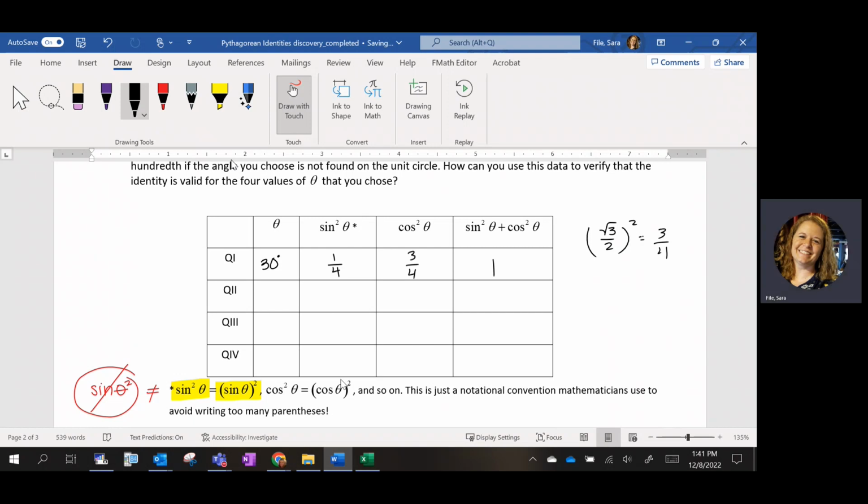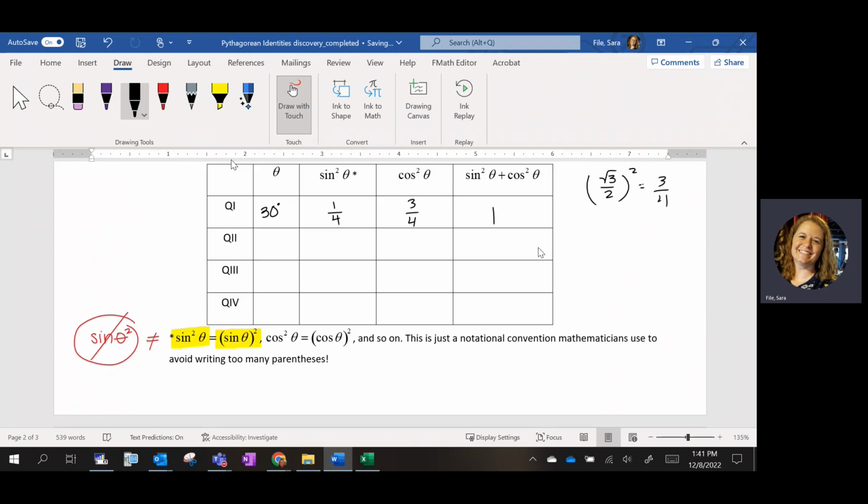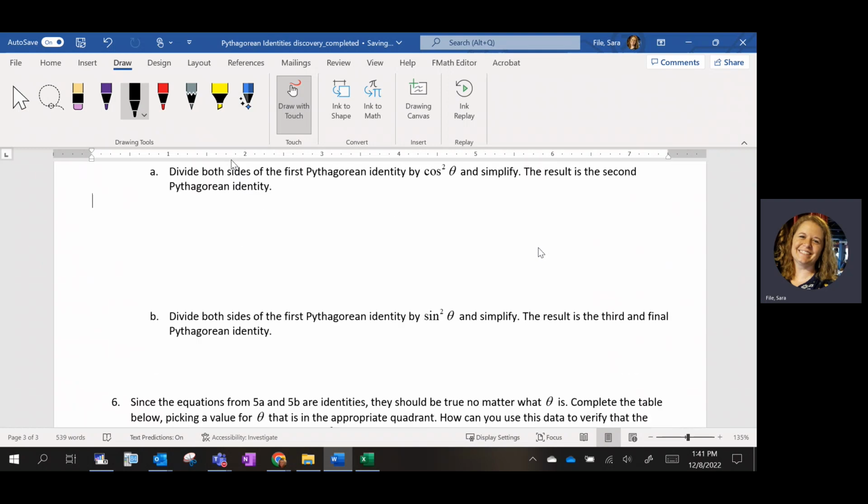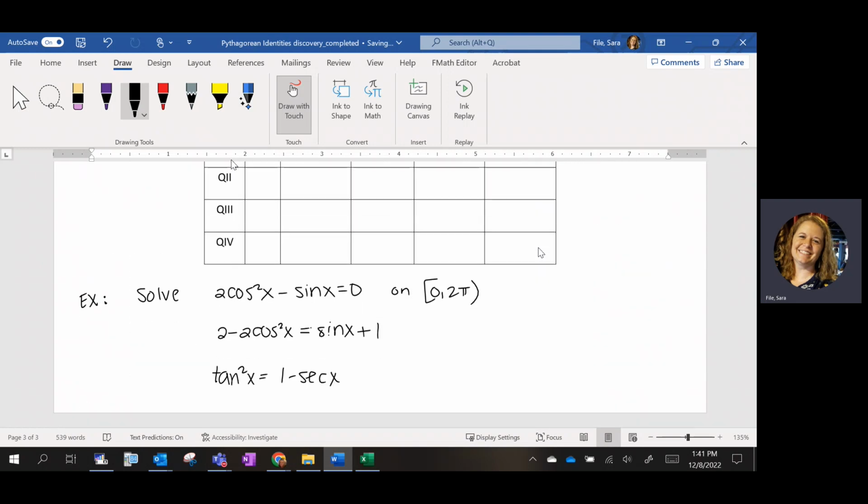Now, I'm not going to go through all of these, but you should have tried an angle from each quadrant and shown that it was accurate. Now, on the back of the second page here, I want you to add these 3 problems that say solve. Just write those down. If you have a chance to try and finish going through this tonight, I'd like you to. If you don't, it's okay.